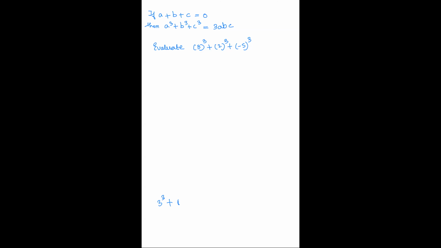3 cube plus 2 cube plus minus 5 the whole cube. Let us manually find out and keep the answer aside. Then we will use the identity and see if it really works or not.